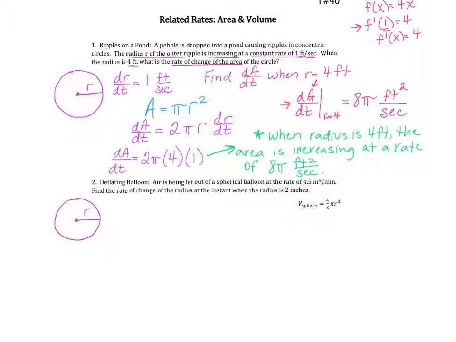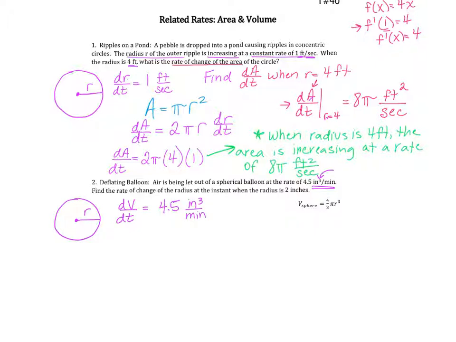And so let's do the given rate. Air is being let out of the spherical balloon at a rate of. Now, you might say, well, what letter is that? Is that dA dt, dr dt, dV dt, what? The units are your best friend. Because what would be measured in inches cubed? You'd say, well, volume. So that means dV dt, the given rate, is 4.5 inches cubed per minute.